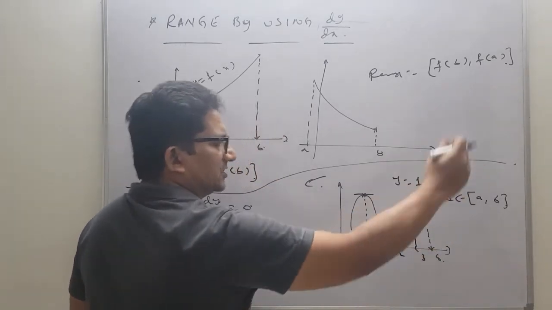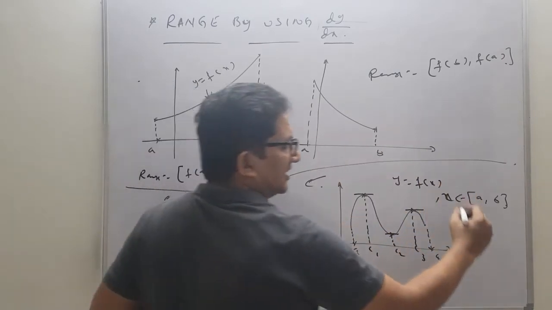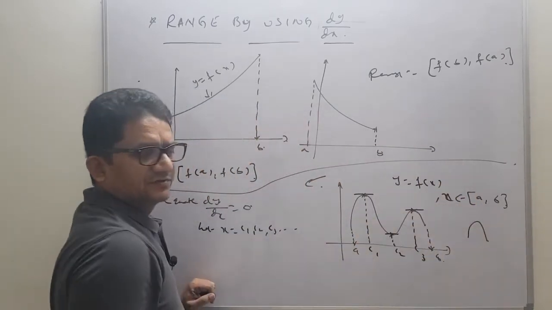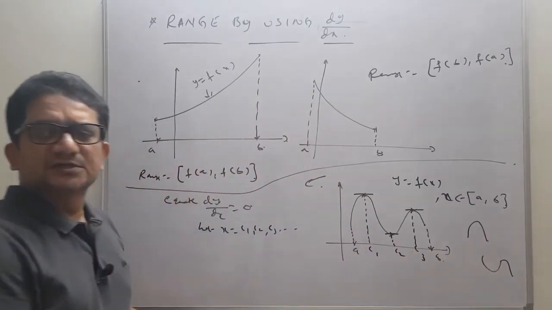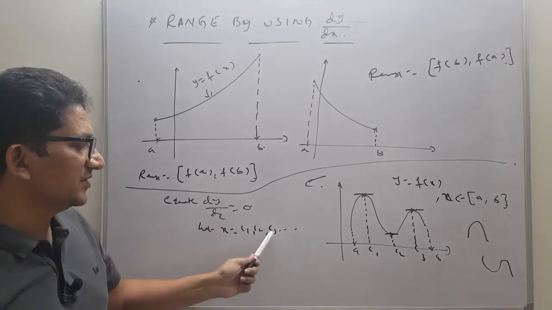There may be more values also, sometimes only one value, because if the graph is of this type, you will have only one value. If the graph is of this type, one value. Like this, if you have two values, it depends upon the curve; you will get that number of values.